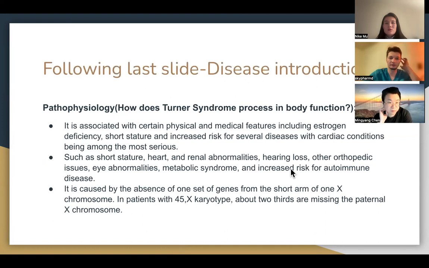So how does Turner syndrome present in body function? It may be associated with certain physical and medical features, including estrogen deficiency, short stature, and increased risk of several diseases, with cardiac conditions being among the most serious, such as short stature, heart and renal abnormalities, hearing loss, and other issues. It's caused by the absence of one set of genes from the short arm of one X chromosome, and in patients with 45,X, about two-thirds are missing the paternal X chromosome.